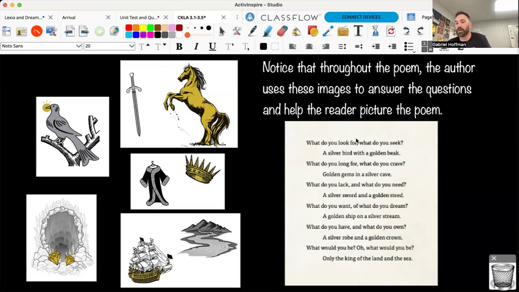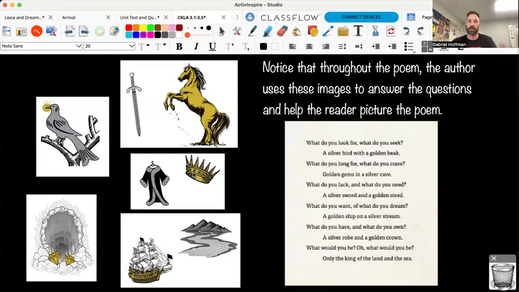So when it's asking, what do you look for and what do you seek? His answer is a silver bird with a golden beak. So you can picture over here the silver bird with a golden beak. The next answer is golden gems in a silver cave, what he wants and craves. Here's the cave and here's the gold. You notice there's a lot of silver and gold.